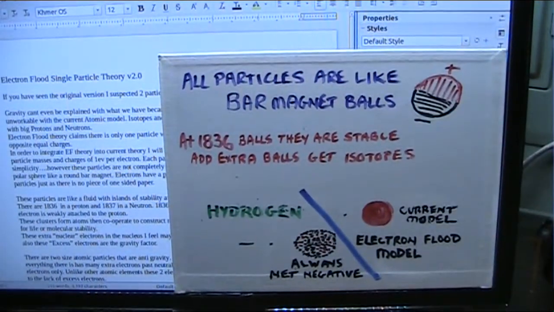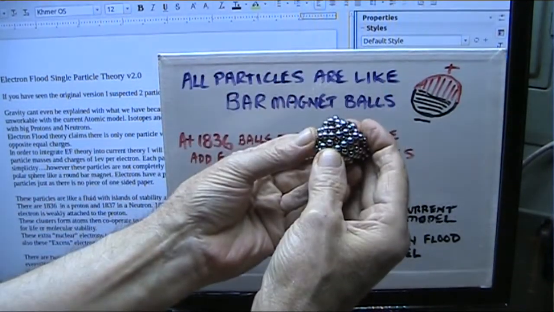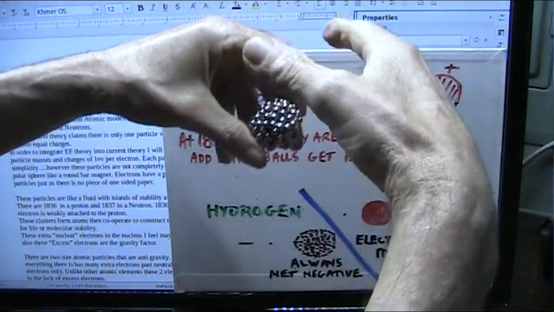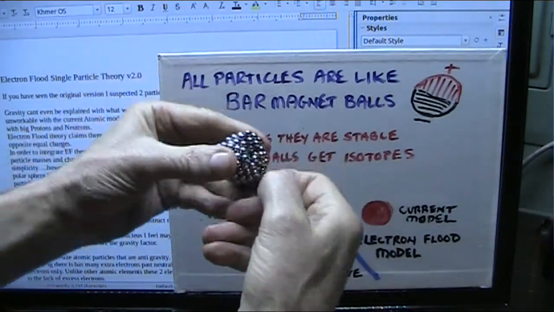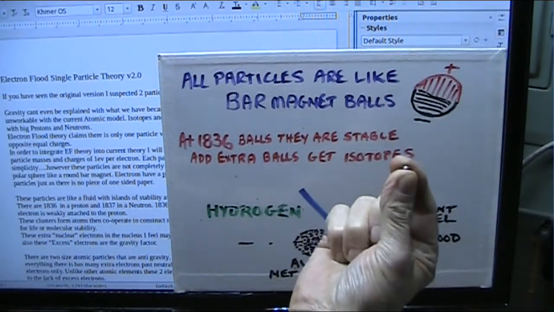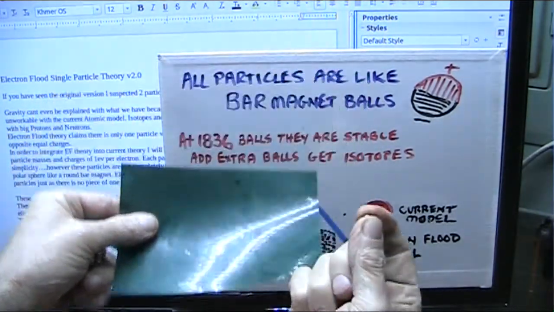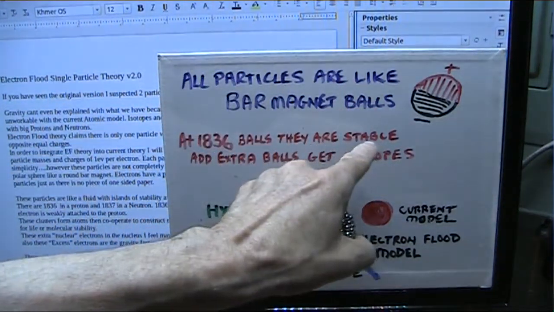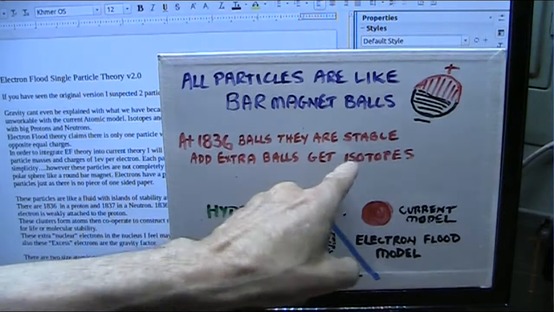And it's just like this right here. Now there's 1,836 of these electrons per proton. And at 1,836, they become stable. They want to stay together. But then you get 1837, 1838, 1839. Then you end up with isotopes. Now, each one of these little balls has a positive and a negative. We can see it, you see? Just like I showed you on this tape here. It shows that there's a negative and a positive to it. Now, when you get 1,836 of them together, you have a stable proton. Add extra stuff, you end up having isotopes.